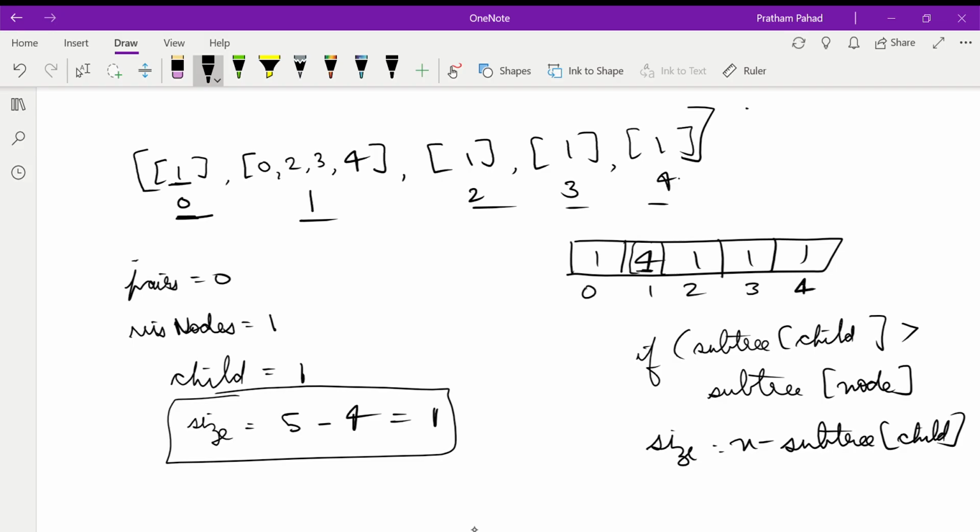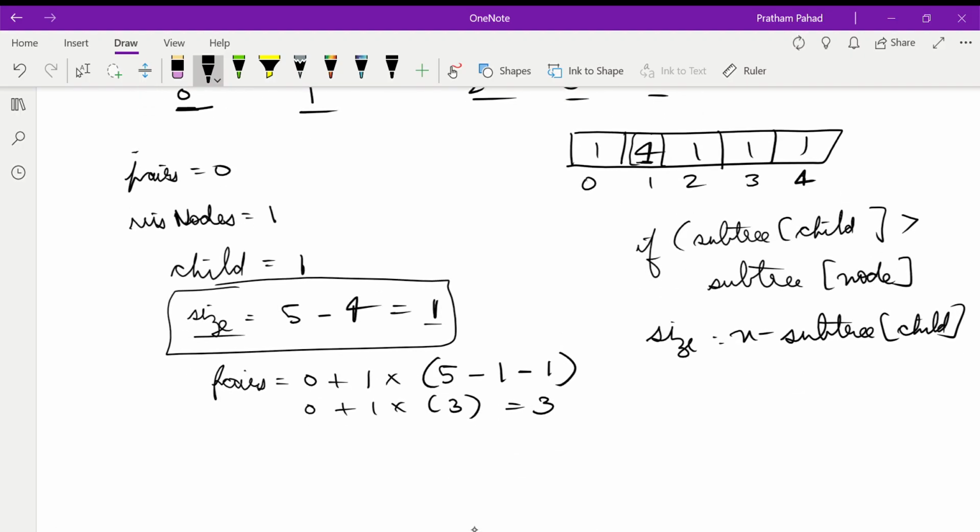So initial size will be 1. Now we'll calculate the pairs. Pairs equals initially pairs 0 plus size, which is 1, into n, where n is 5, minus visited node, which is 1, and my size is 1. 0 plus 1 into 5 minus 2, that is 3. So for 0, a total of 3 pairs will be disconnected.